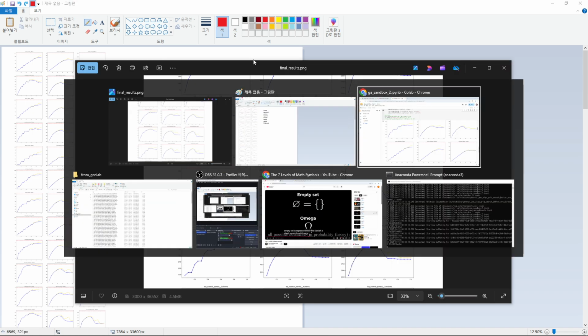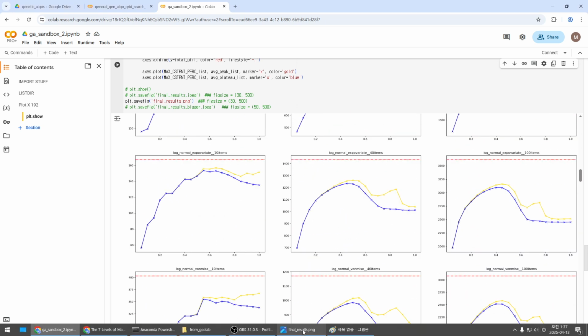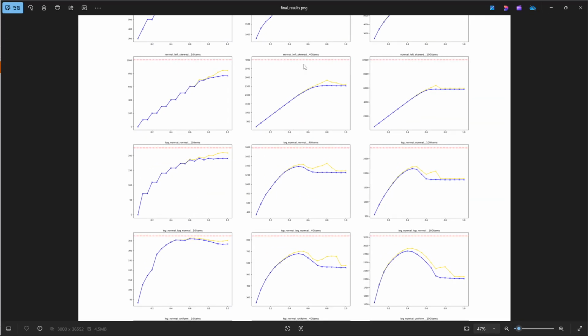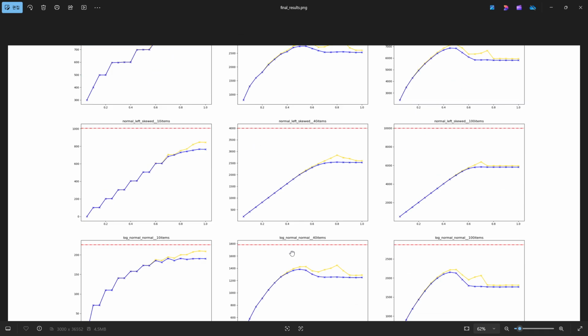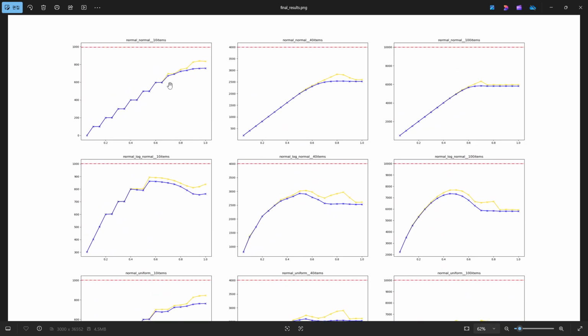Oops. So here are these plots. This is a bit hard to see, so let's bring it up here and have a look. So this is something that we have seen before, so we'll just skip this.